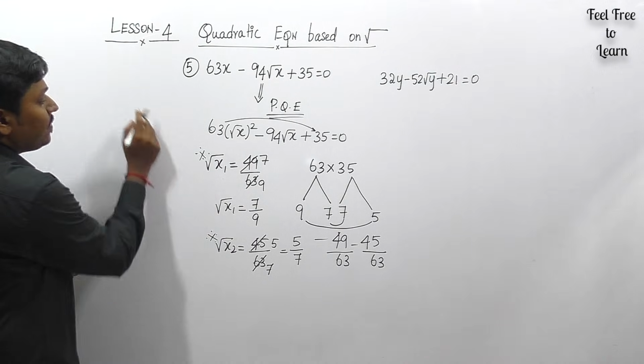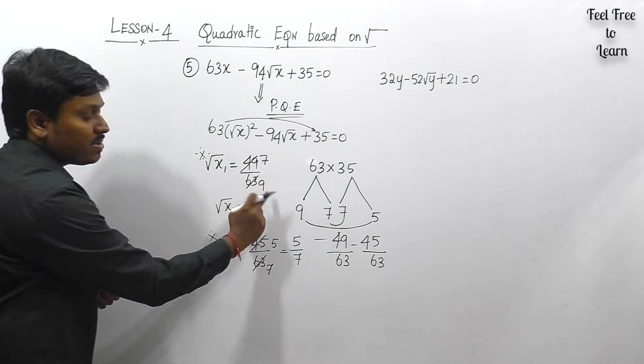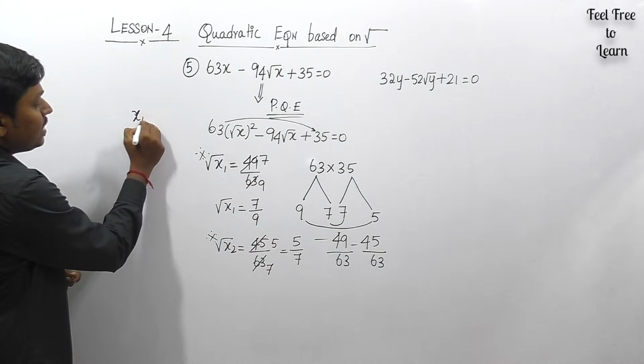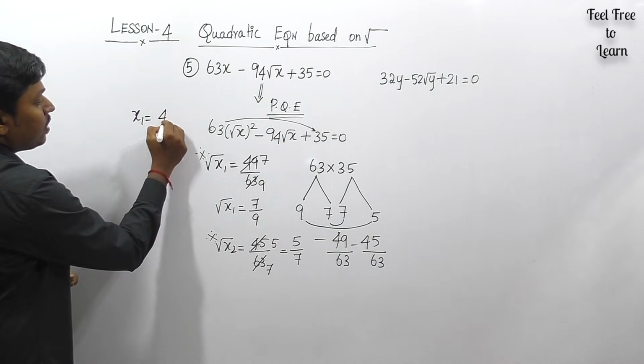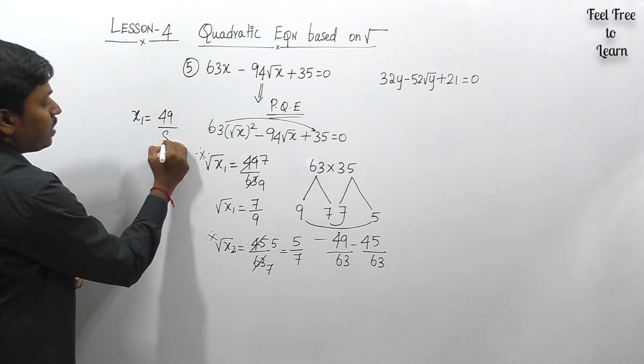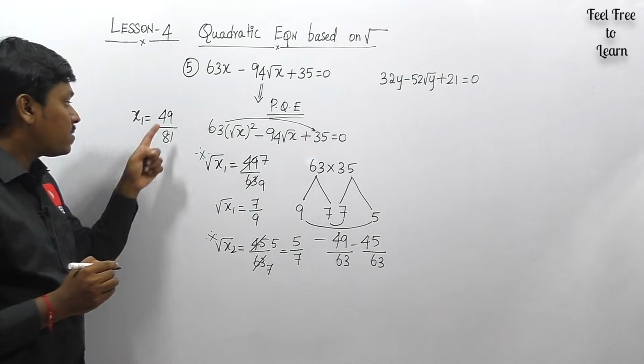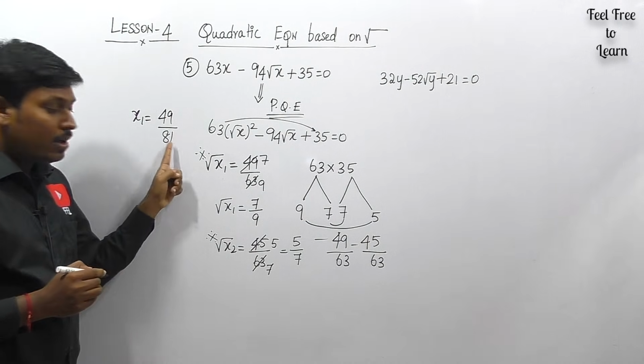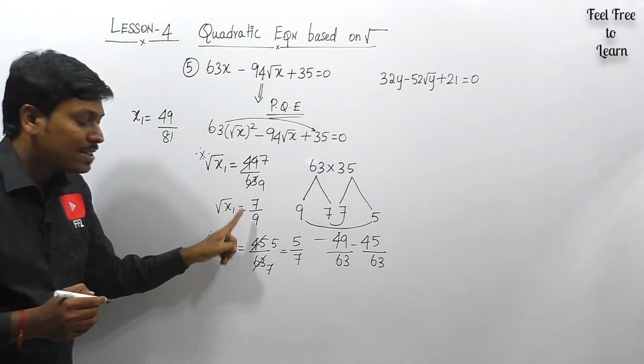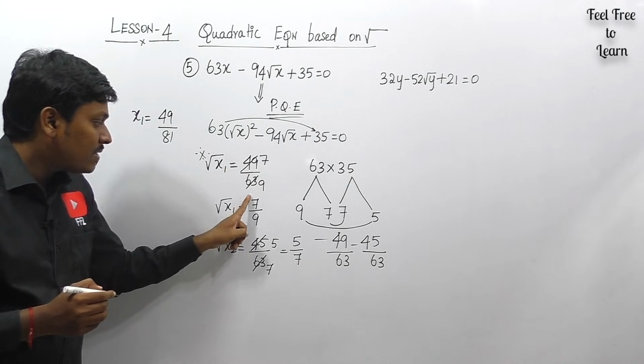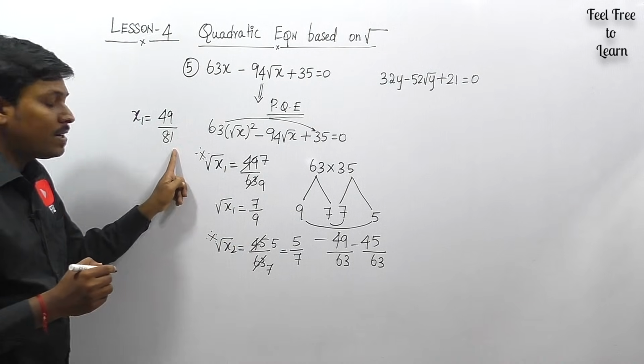So friends, finally we got root of x1 is equal to 7 by 9. So x1 is equal to 7 square will be 49, 9 square will be 81. So finally we got the answer, x1 is equal to 49 by 81. Why? Because root of x1 will be 7 by 9. So x1 will be 7 square by 9 square, that is 49 divided by 81.